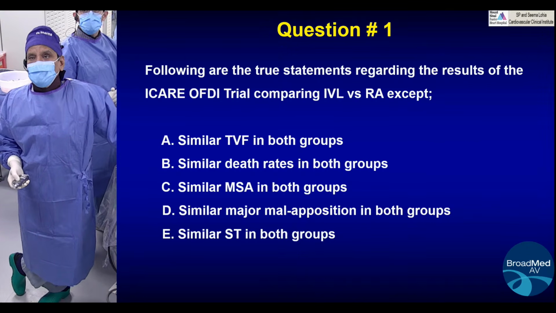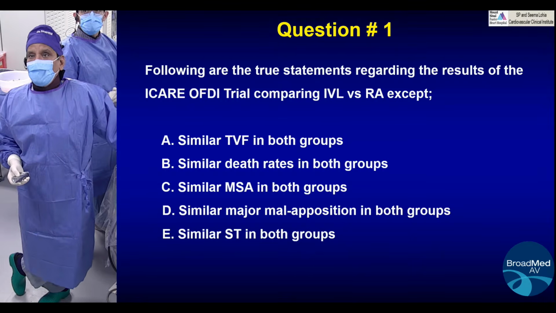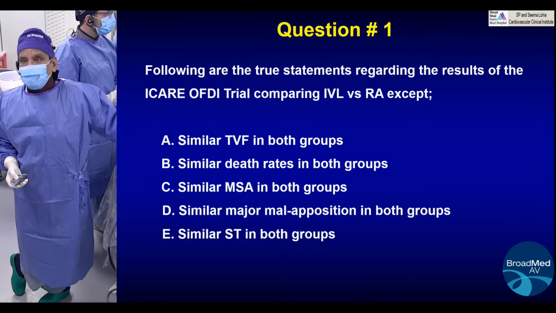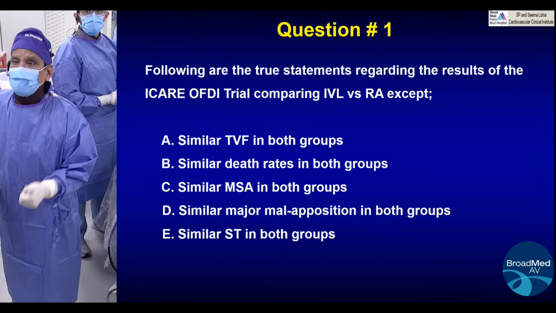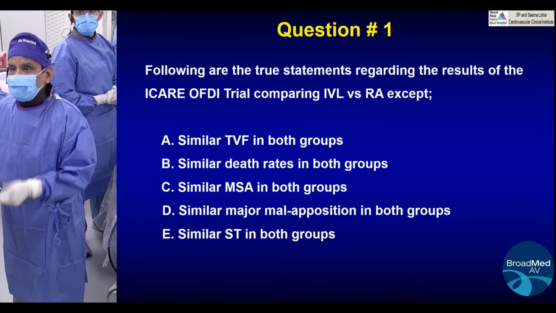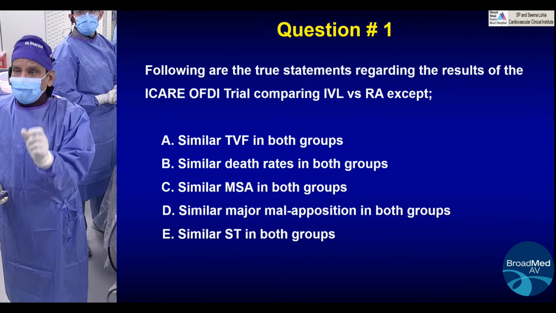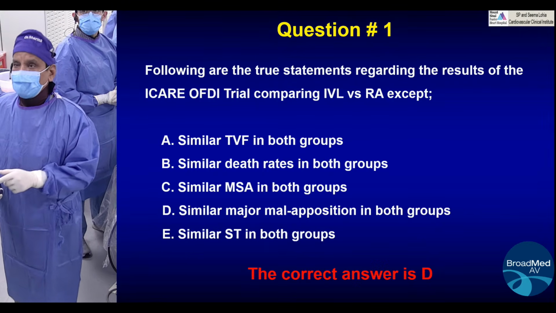So we go to 3 questions now. The following are true statements regarding the results of the ILUMIEN OFDI trial comparing IVL versus rotational atherectomy, except, meaning which one is wrong: similar TVF, similar death rate, similar MSA, similar major malapposition, similar stent thrombosis. Clearly we showed the only parameter that was different was malapposition, which was higher in the rotational atherectomy group. So that's the wrong statement.